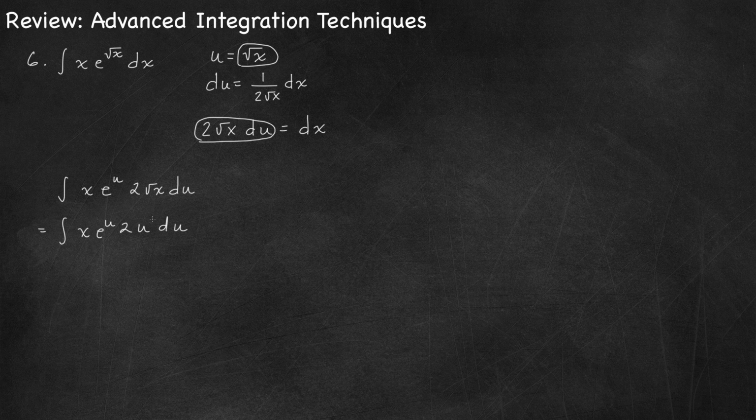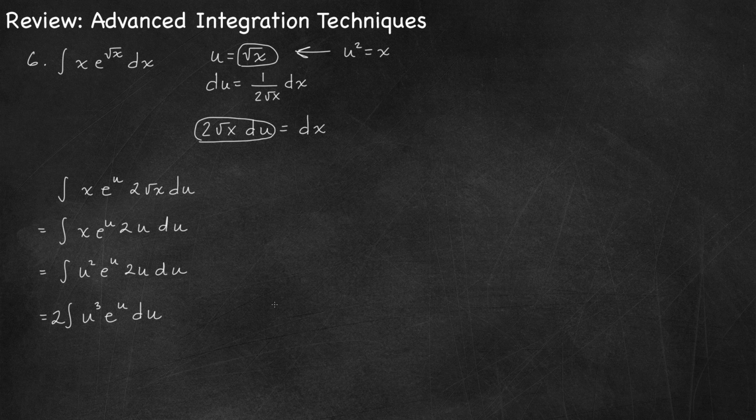And if u equals the square root of x, then u squared equals x. If I just come back up here and I square both sides of that equation, I get u squared equals x. So I can replace the x with a u squared. So u squared e to the u 2u du. Let's write that a little bit better. u squared times u is u cubed. e to the u times 2, the 2 can come out front, du.